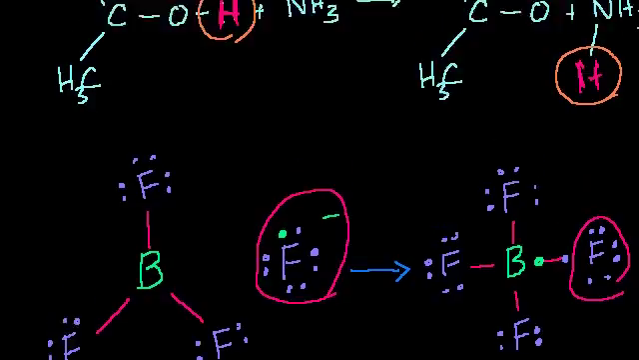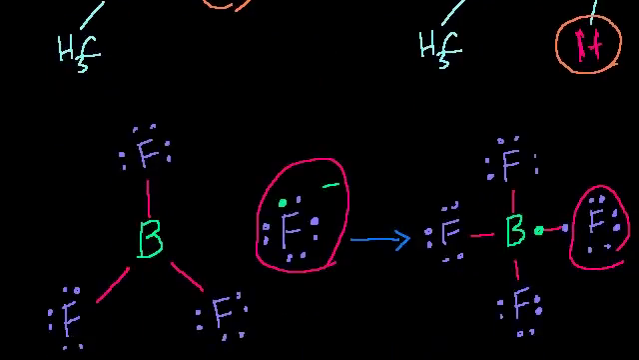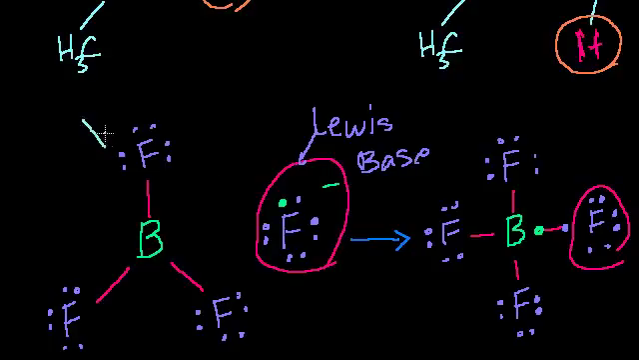And so if it's the electron donor, what is it? The fluoride is the base. So this is the Lewis base. And then the electron acceptor is a Lewis acid. So this right here is the Lewis acid. It's good to know that these definitions exist, especially so you don't get confused in the future.